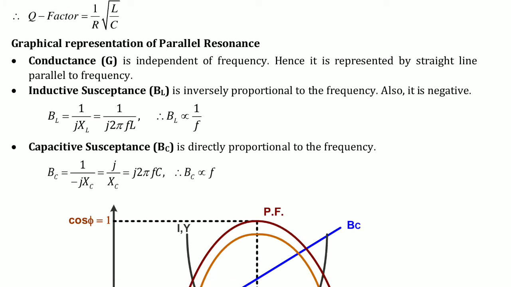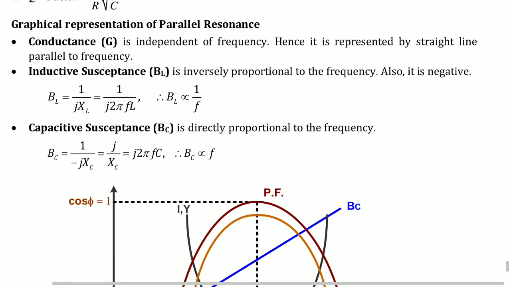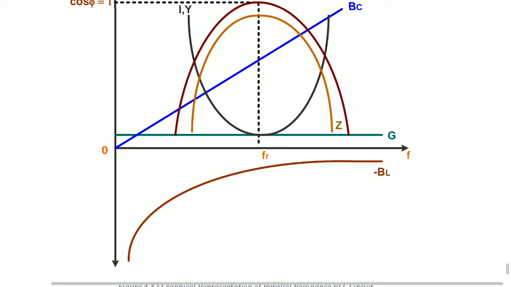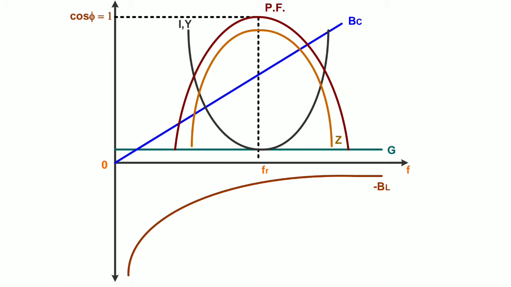Now the inductive susceptance, that is BL. BL is written as 1 by jXL. Here XL is nothing but 2 pi fL. So the inductive susceptance and the frequency are inversely proportional. So BL is inversely proportional to the frequency. Also it is negative, so we can draw BL as proportional to 1 by f, shown below as minus BL.